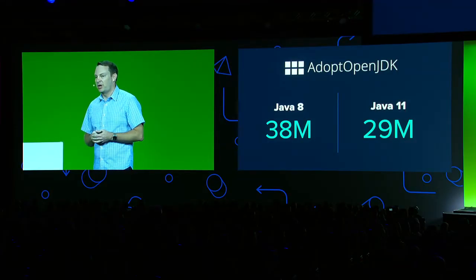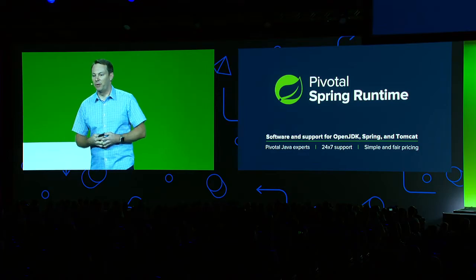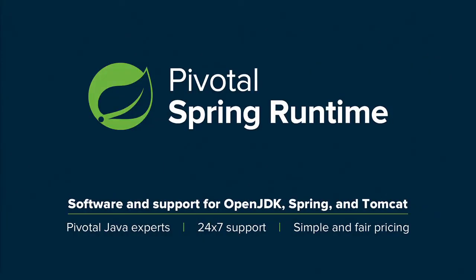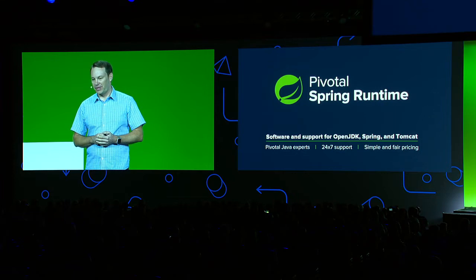All that being said, Adopt OpenJDK being this free and open thing, that's great, right? That's what we believe in. But we also realize there are a bunch of customers out there who really want a commercial relationship with their Java vendor. And for those people, I'm happy to announce the Pivotal Spring Runtime. Pivotal Spring Runtime is a single SKU offering for OpenJDK, Spring, and Tomcat. This is, if you're sitting in this room, almost certainly the stack you're already running, things you already need support for, right? So we're gonna have support for that.